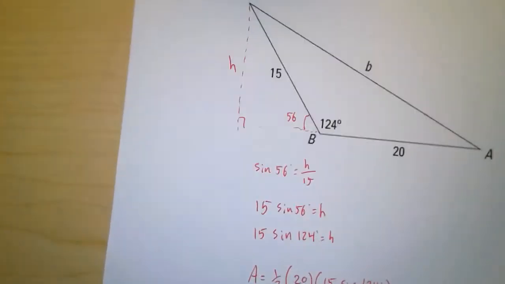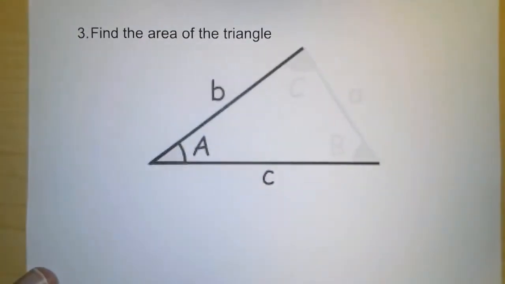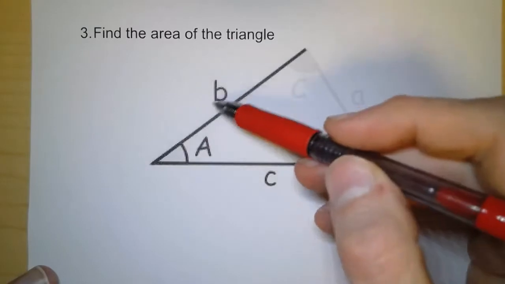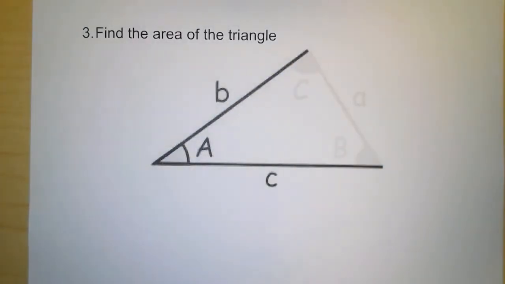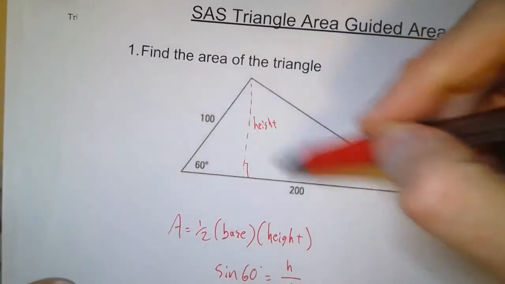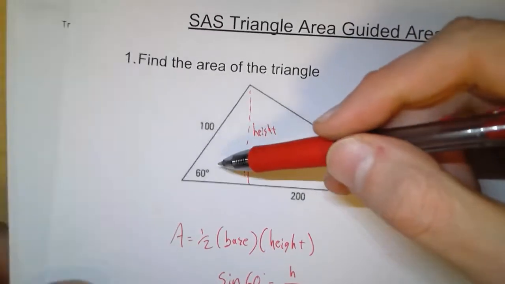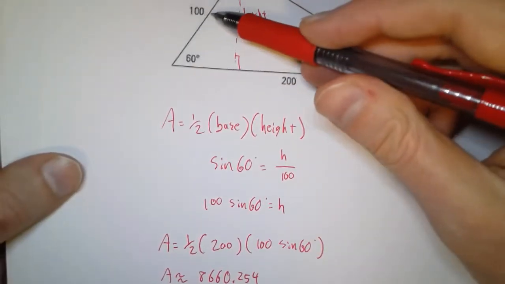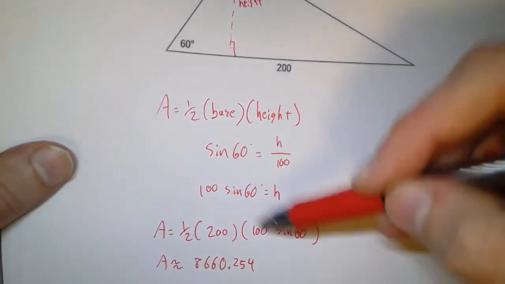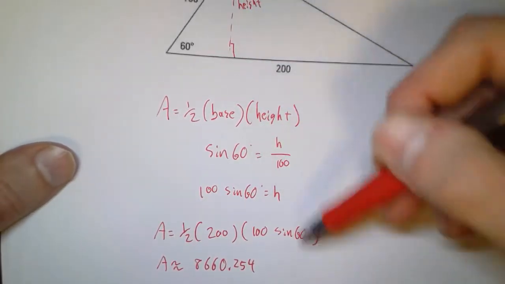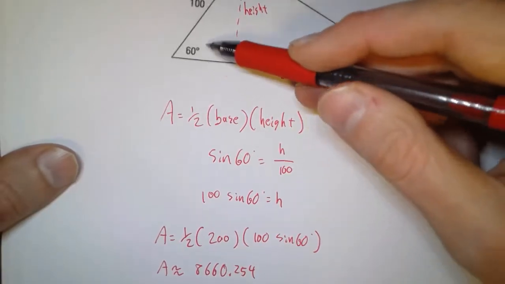Now, the third one is asking us to find the area of this triangle. And here we're given B, angle A, side C. The rest we don't know. Now, if we look back, the other two examples followed a very similar structure. We're given two sides and an angle between them. And how did we calculate the area? Well, 1/2 times 200, that's one side, times 100, that's the other side, times sine of 60. That's the angle between them.